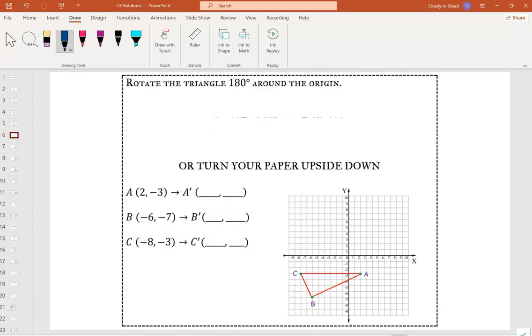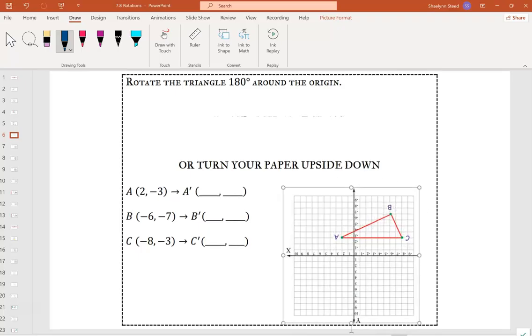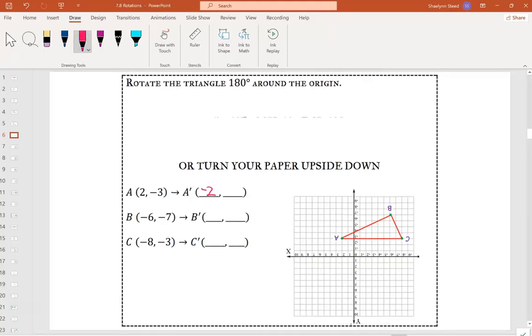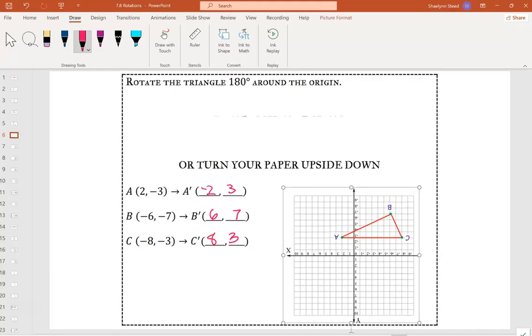All right, we just have one more rule to talk about. So what we're going to do is we're going to take our thing, we're going to turn it upside down because that's a 180-degree rotation regardless of direction. So now A, instead of going right 2, down 3, went left 2, up 3. B is now going right 6, up 7. They don't seem to be flipping places anymore. C is right 8, up 3. So we're going to flip it back upside down.